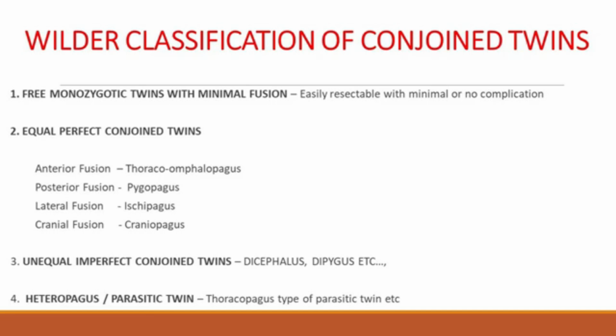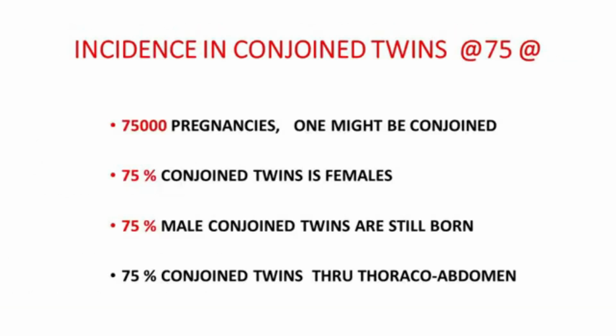I would mention the fact that few authors include the fetus in fetu and the fetus with teratoma, might be including them in the parasitic heteropagus type of conjoined twins. Now we come to the 75 number. Just for remembrance and easiness, I am taking this number 75. The first one, the incidence of conjoined twins during antenatal scan is almost 1 in 75,000 intrauterine pregnancies. The second one, 75%. So 75% conjoined twins is females, very important, 75% almost. The third one is more than 75% of male conjoined twins are either stillborn or they demise as a neonate. Fourth one is 75% conjoined twins are equal symmetric conjoined twins.